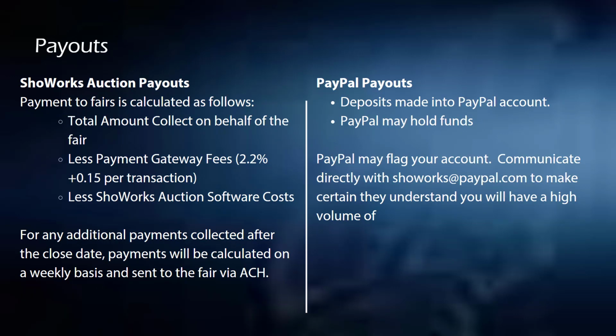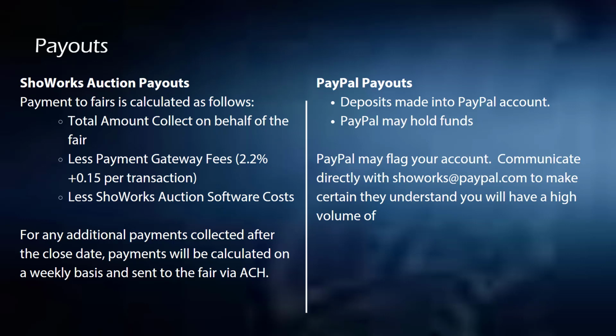The ShoWorks Auction payouts, when we do the payout to the fair, it's going to be calculated as follows. We're going to actually take the total amount collected on behalf of the fair. We are going to take out any payment gateway fees. That's the 2.2% plus 15 cents per transaction. And then we are going to go ahead and take out the 1% ShoWorks Auction software costs that we would typically invoice you. That way it's already handled and we don't have the back and forth of invoices and you're just getting payment from us.